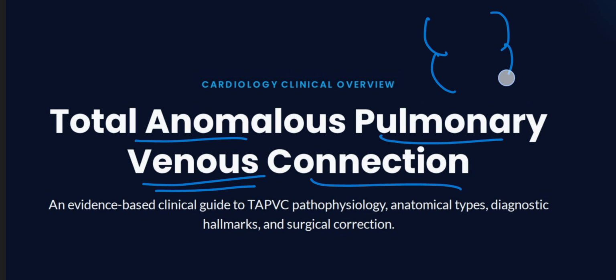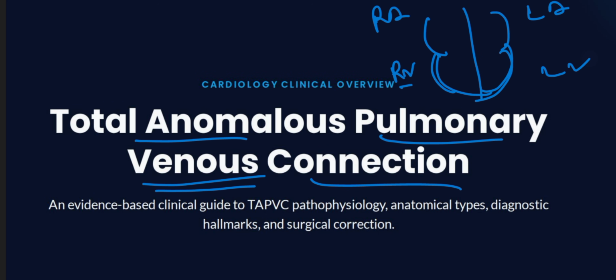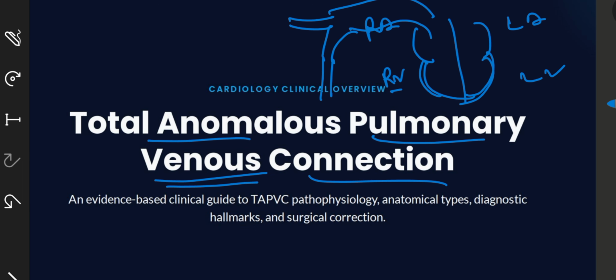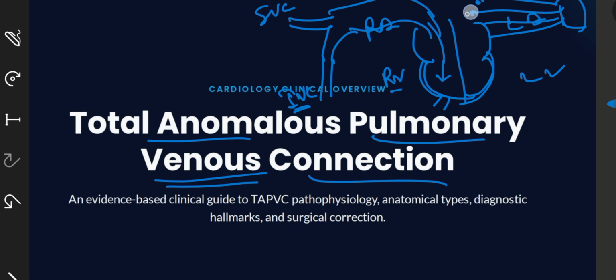This is a normal heart. So this is the right atrium, this is the right ventricle, this is the left atrium, and this is the left ventricle. Normally, the deoxygenated blood from the body comes from the SVC and IVC and drains into the right atrium. And the deoxygenated blood from the right atrium enters the right ventricle, and from the right ventricle it goes via the pulmonary artery to the lung.